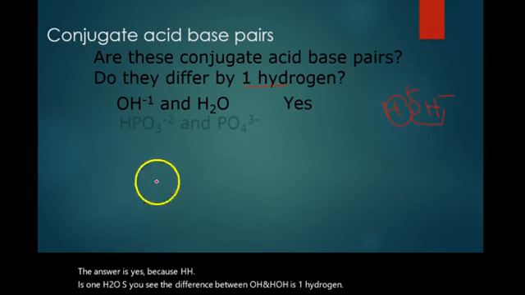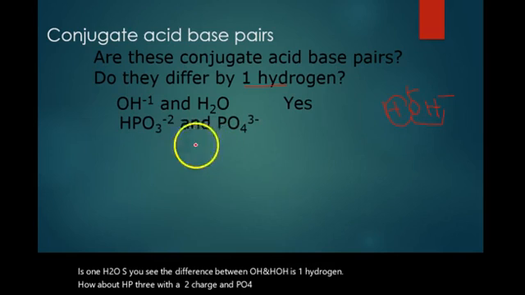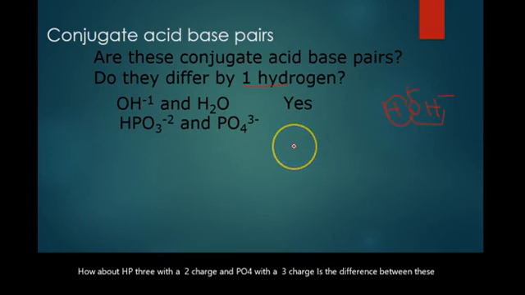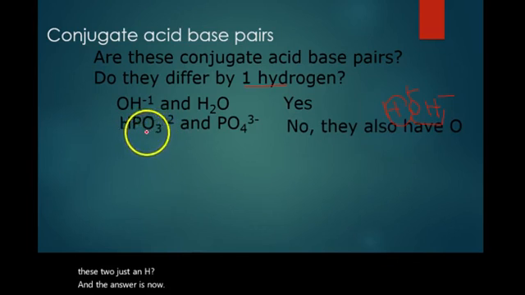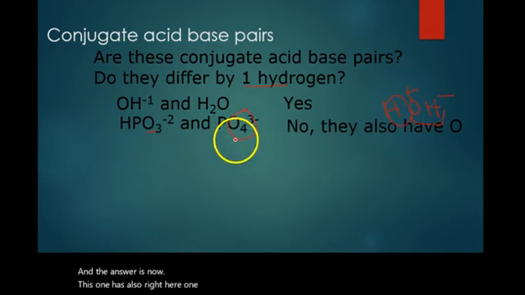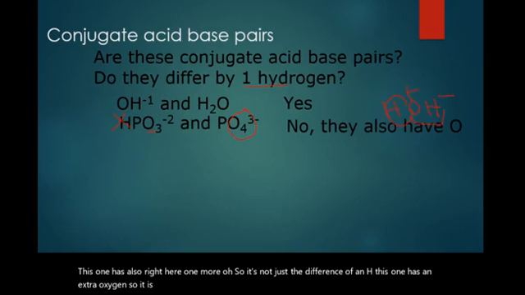Okay. How about HPO3 with a -2 charge and PO4 with a -3 charge? Is the difference between these two just an H? And the answer is no. This one has also, right here, one more O. So it's not just the difference of an H. This one has an extra oxygen, so it is not a conjugate acid-base pair.